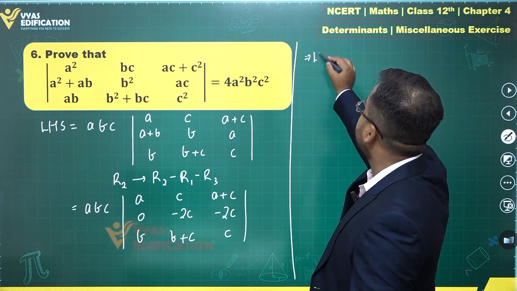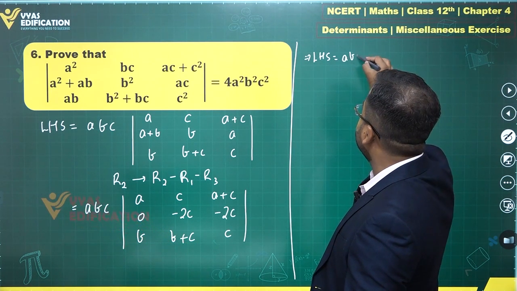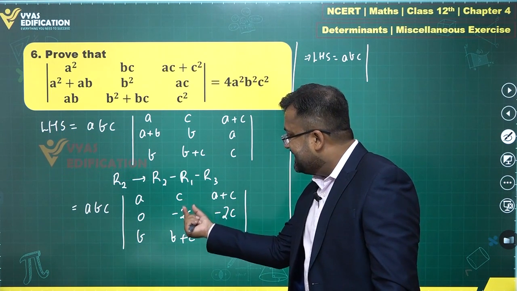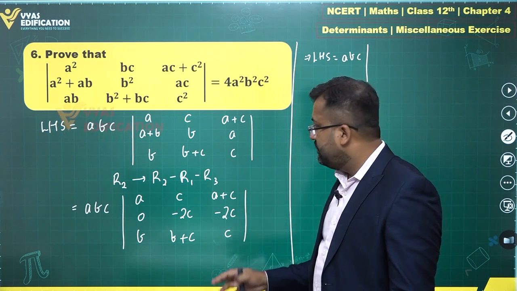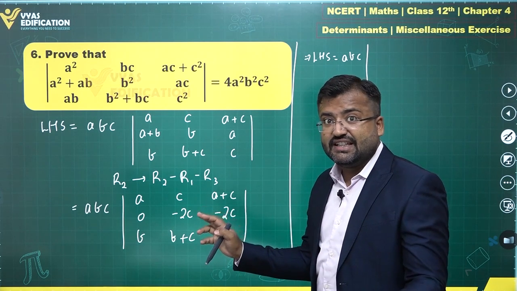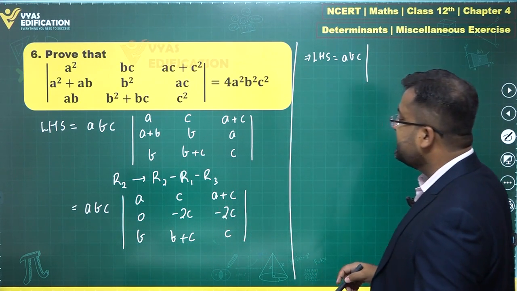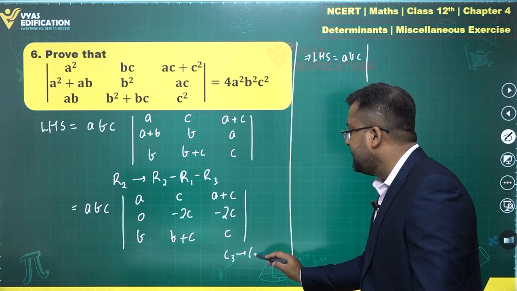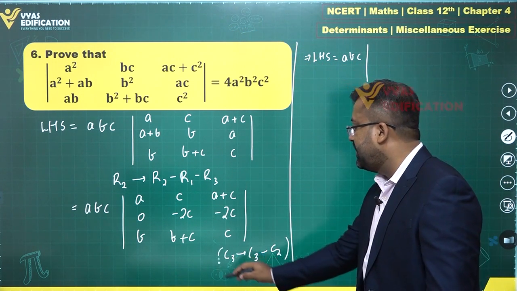This will give me LHS is equal to ABC times. What I want to do is subtract C2 from C3. Let's replace C3 by C3 minus C2. So C3 can be replaced by C3 minus C2. That's the step that I want to apply.